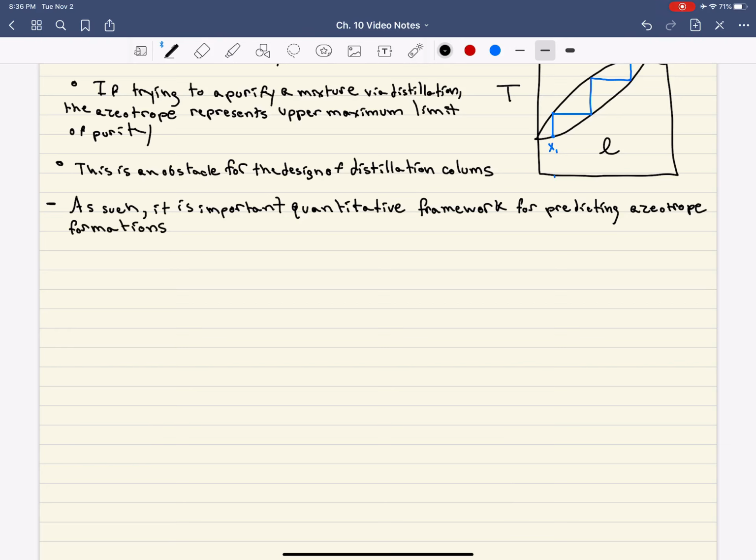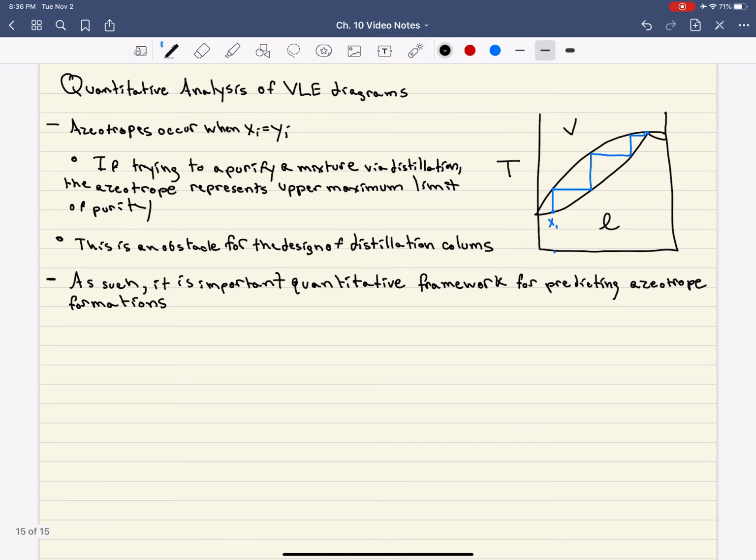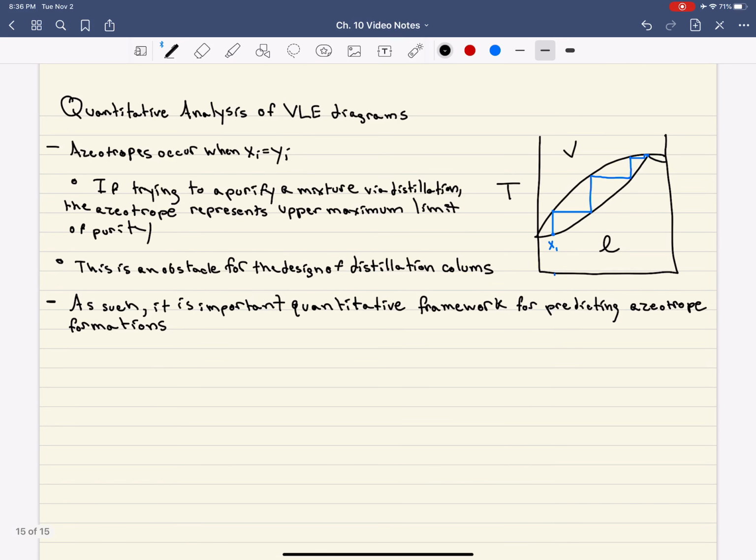Okay? And so what we're going to do is go through the math that's involved in order to estimate when and where an azeotrope will form.